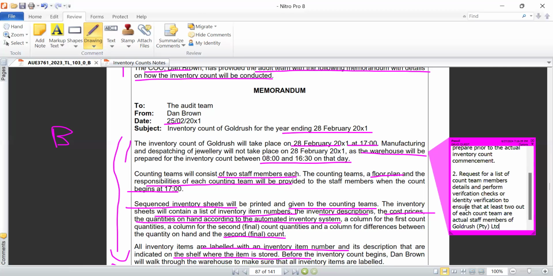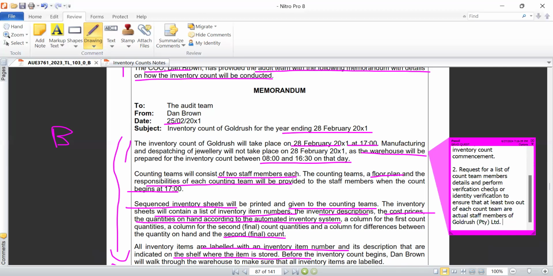Pty Limited. So what are we trying to do? We just want to confirm if this is true, because they can tell you, yes, there's going to be 2 staff members each and stuff like that. But how do we really know for sure that is what is on the ground? So we have to request a list of count team members' details and perform verification checks on identity.